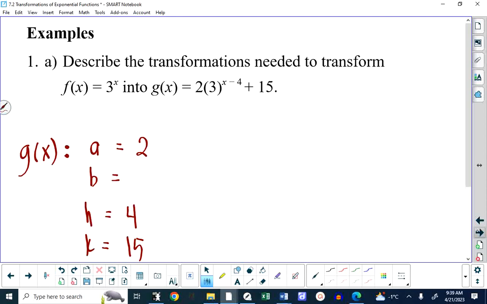There's no 3x. And by the way, if it were that, h would not be 4 because you would have to factor that 3 out. It's not this, but I just wanted to make that point. So b is 1. So what are the transformations? We have a vertical stretch by a factor of 2.